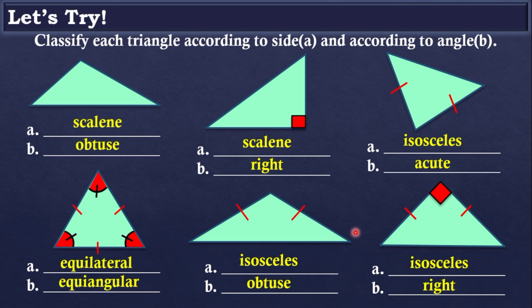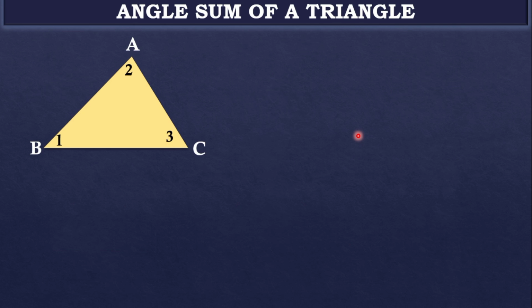So kapag binasa natin siya, this is a scalene right triangle. This is an isosceles acute triangle. So that's how we read the triangle. Now, what is the sum of the interior angles of a triangle?